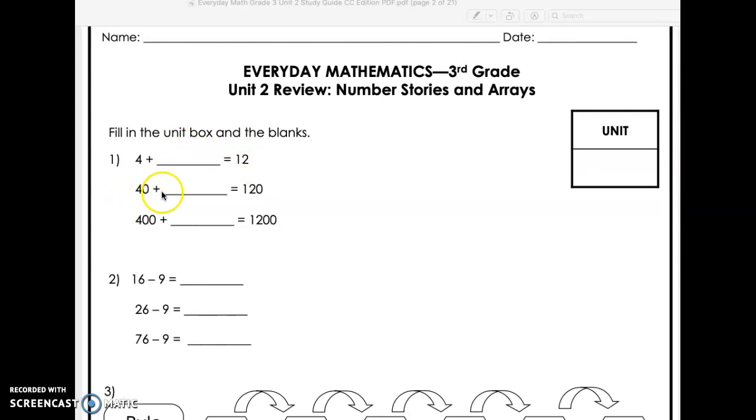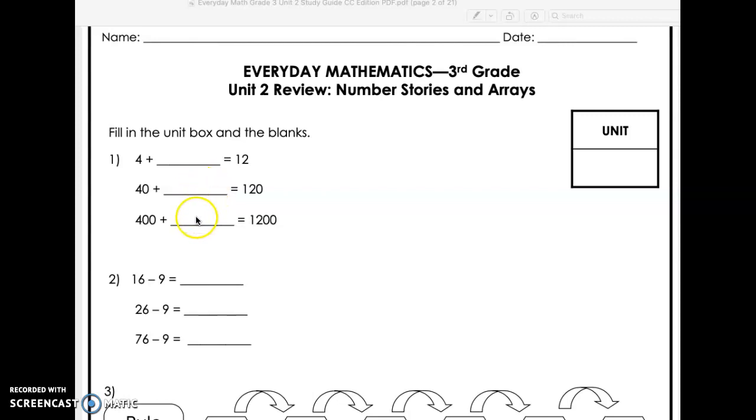Then 40 plus what equals 120. As you can see, the 4 is the same. They just added a 0. So we're going to add a 0 to our answer. So our answer was 8. So this would be 80 because we added 1 zero.